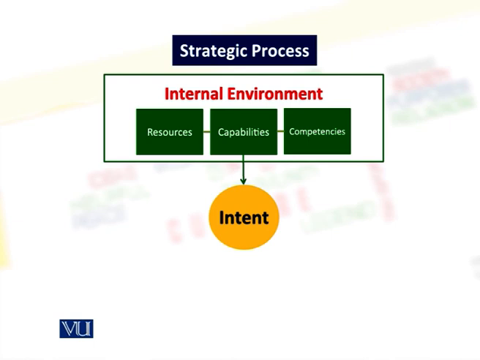So in other words, the organization has to take stock of the three fundamental factors of resources, capabilities, and competencies in order to make sure that whatever they intend to do is achievable and doable. So in other words, the intent or the internal environment is all about the desire on the part of the organization. So the intent or the internal environment tells us what is desirable. Once we have done that, we get on to the external environment. Because if we have an internal focus, we need to have an external focus as well.